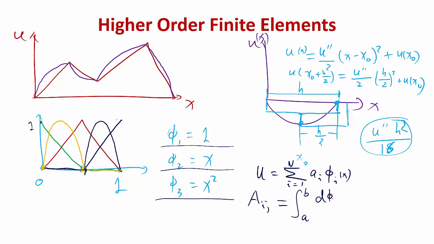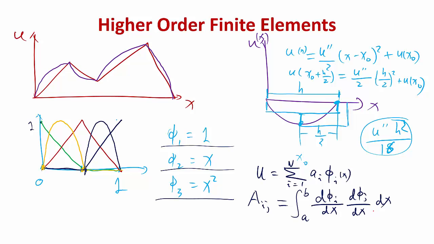of d phi_i dx times d phi_j dx. Previously, when we have n elements and Dirichlet boundary conditions, we only have n minus 1 basis functions. This matrix is n minus 1 by n minus 1. Now we have one more basis function per element, and the matrix is going to be 2n minus 1 by 2n minus 1.